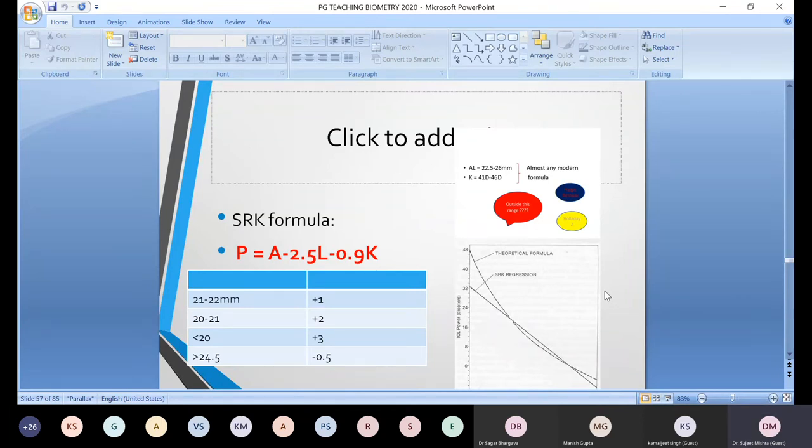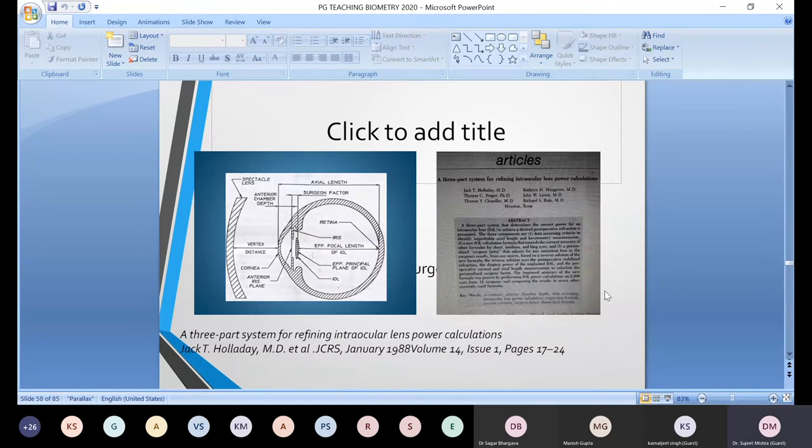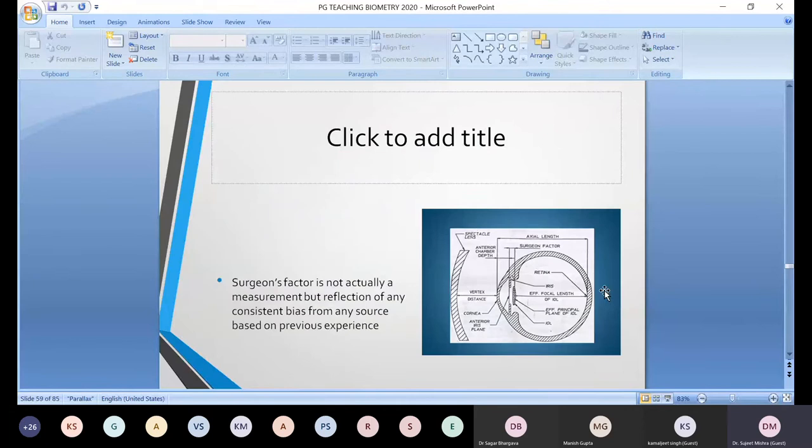And then adjustment according to axial length is a beautiful example of regression, how data were analyzed and modifications were recommended for different axial lengths. This is one of the earliest examples of this regression. Then you should also have an idea of the surgeon's factor, how Holladay realized that something we are lacking, and then he advised to take into consideration the distance between the iris plane and the IOL surface. So from that time only, they were trying to figure out something we are missing.